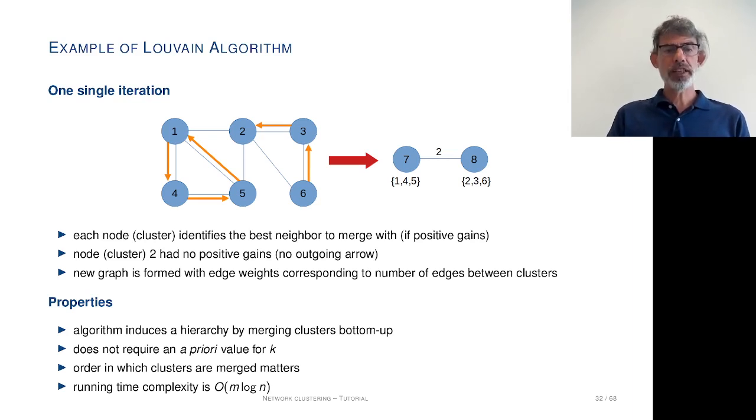So, properties of the algorithm: it also induces a hierarchy by merging clusters bottom up. It does not require an a priori value for k, the number of clusters. However, the order in which clusters are merged matters, right? How you process these orange arrows will influence the result of the algorithm. And the running time complexity here is in the order of m times log n, which is more efficient than before, and you can run this for much larger networks.